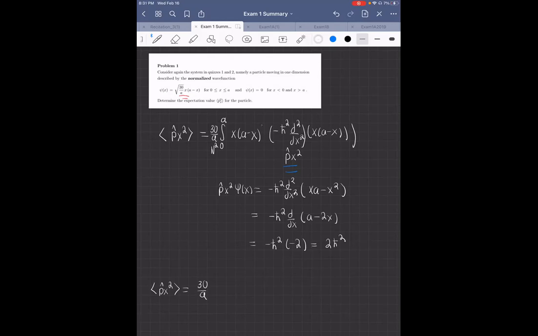And that's just a normalization constant. So these are both constants in front. So I just have to square this, because it's the wave function times the wave function. And so you get 30 over a. And this is just a constant, so you can put this on the outside. 2 h bar squared. And then the integral on the inside. And then I just need to solve, okay, x(a minus x).